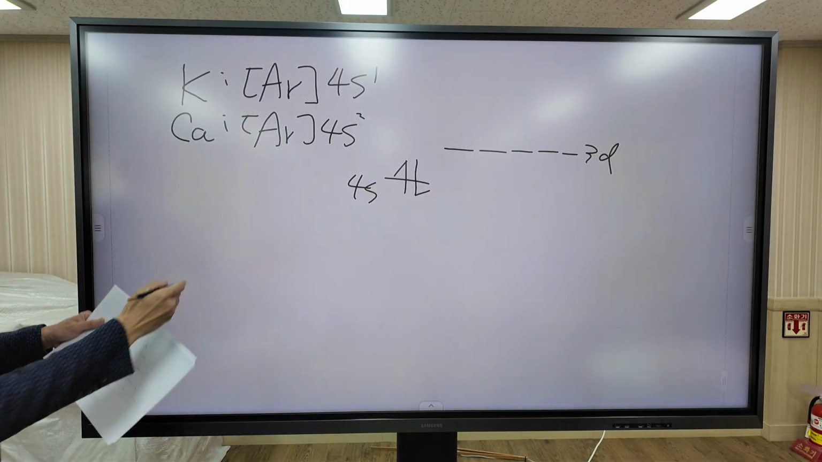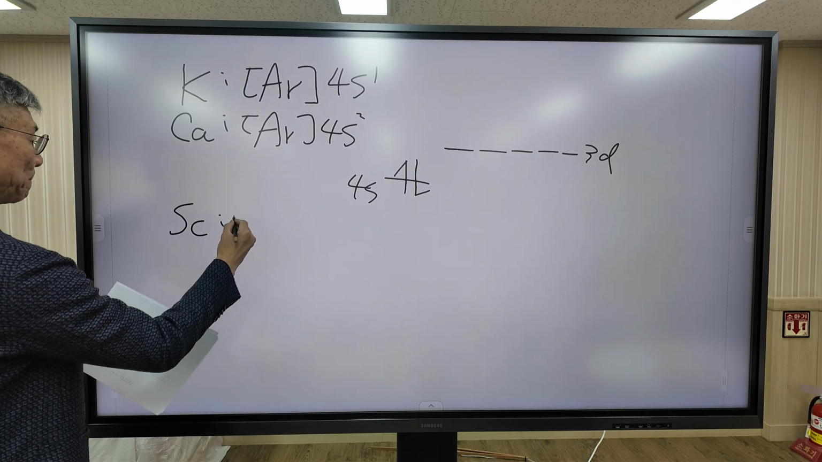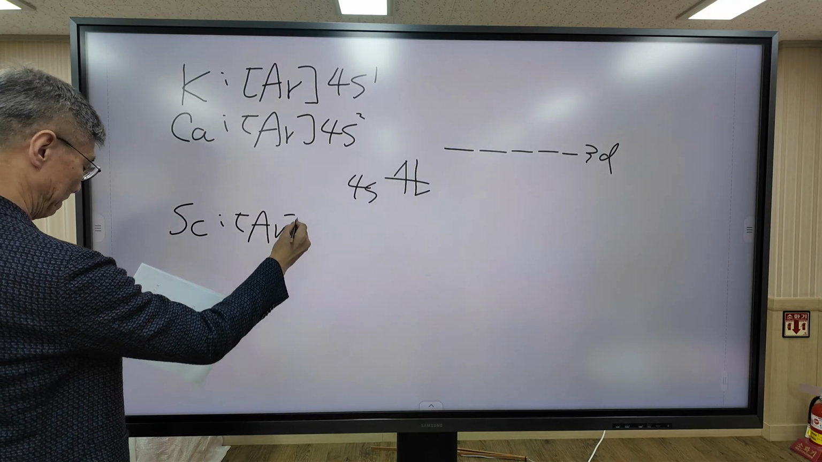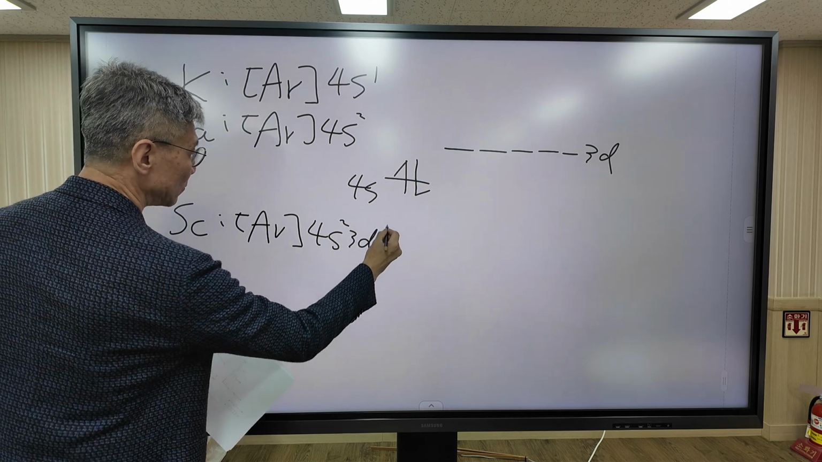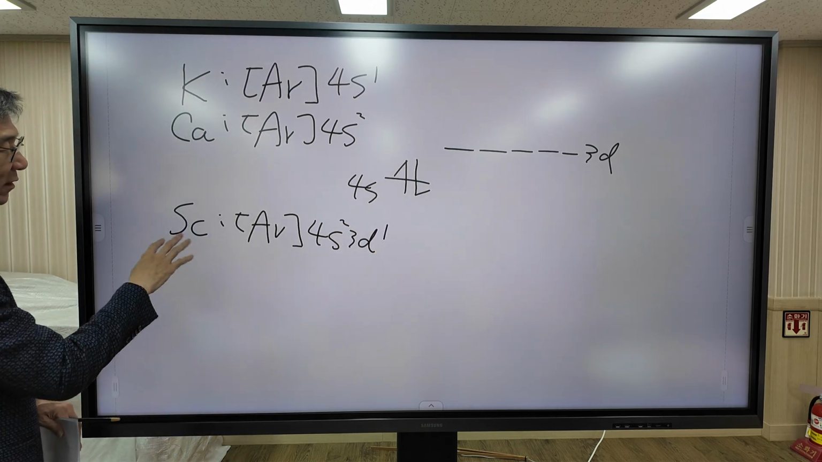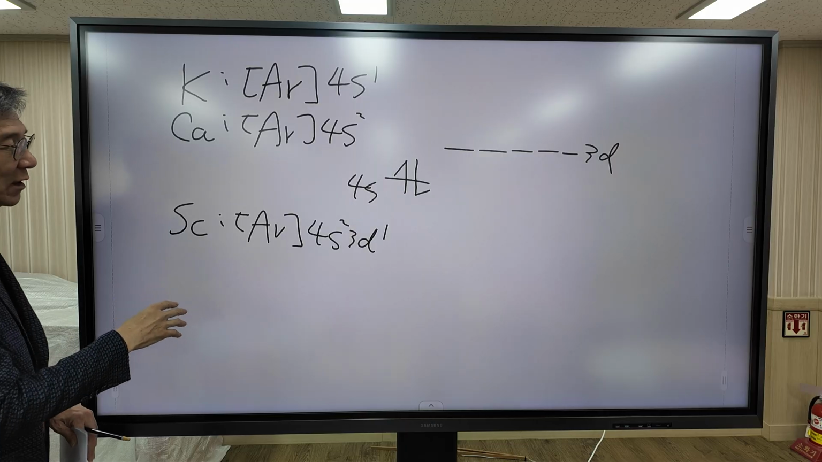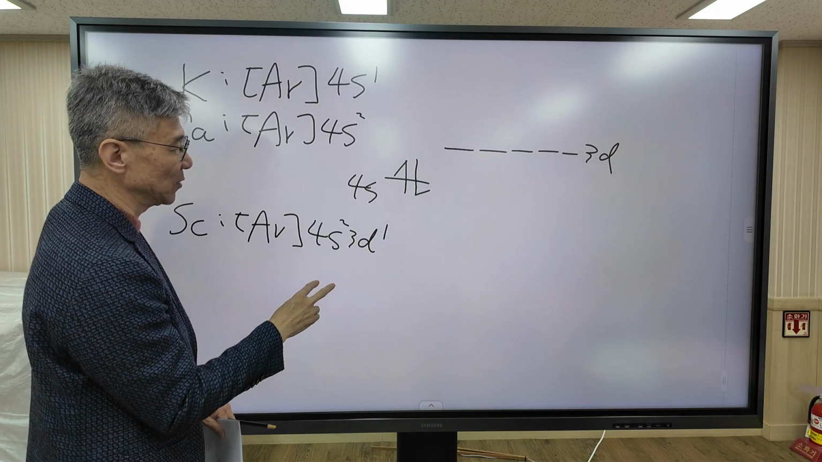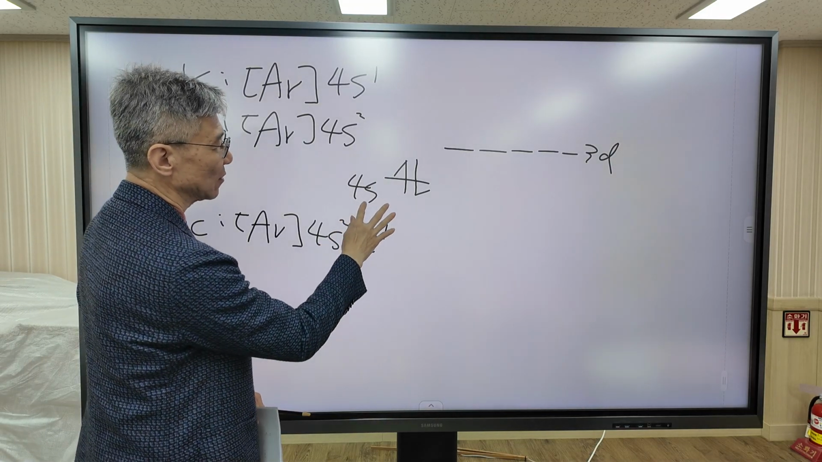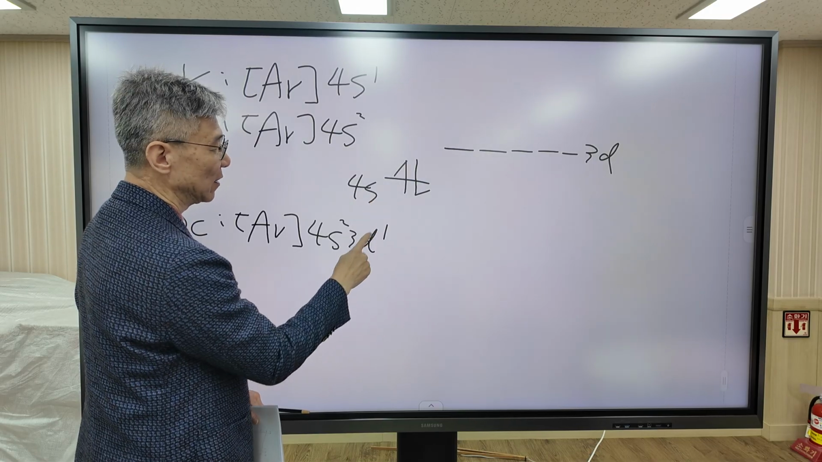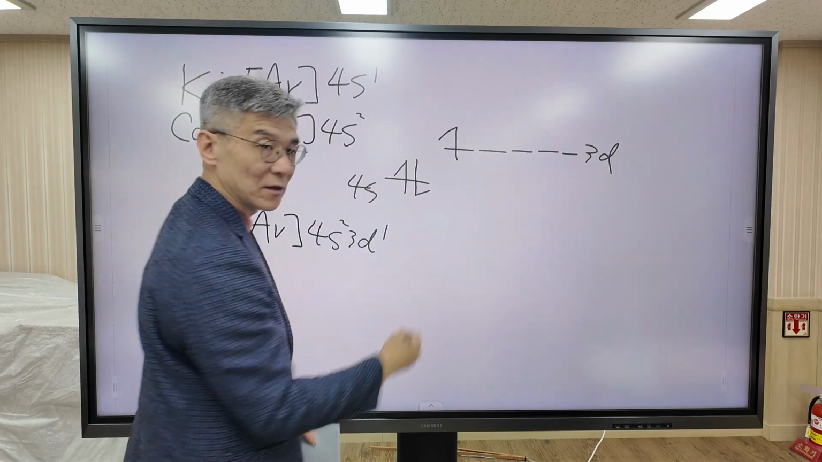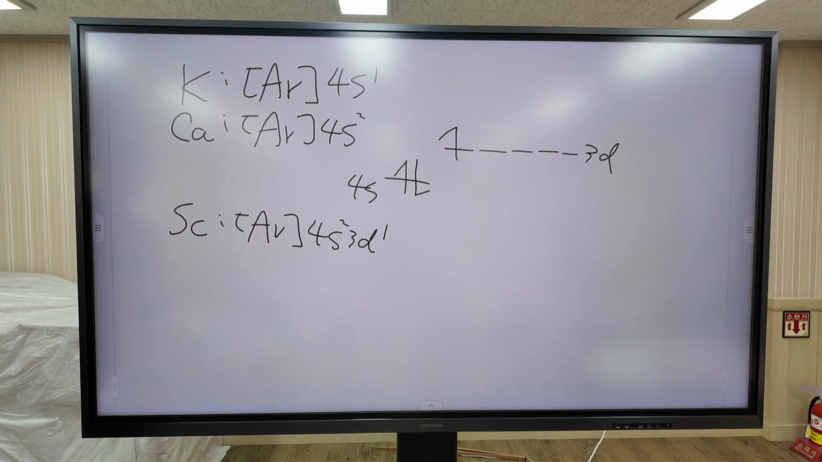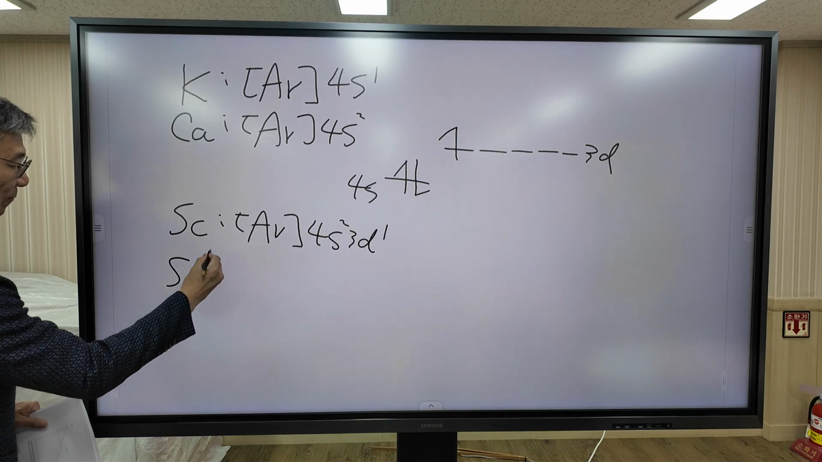And the next is scandium. Now you can interpret this electronic configuration. It is logical to interpret that since the 4s orbital is fully occupied, the third electron goes to the empty 3d orbital. But the problem arose when we talk about scandium plus.